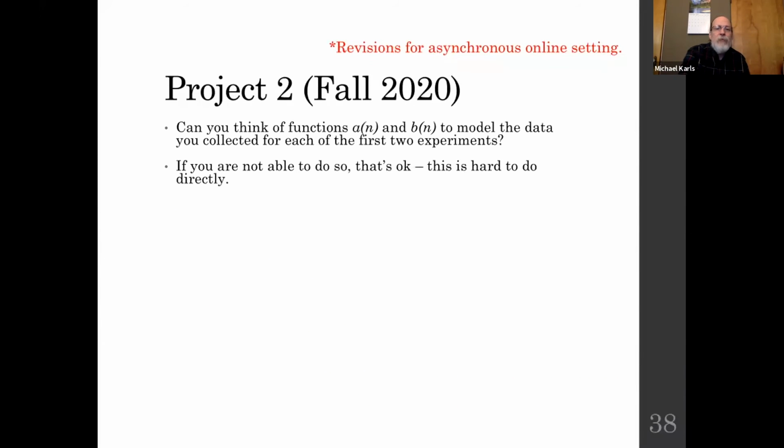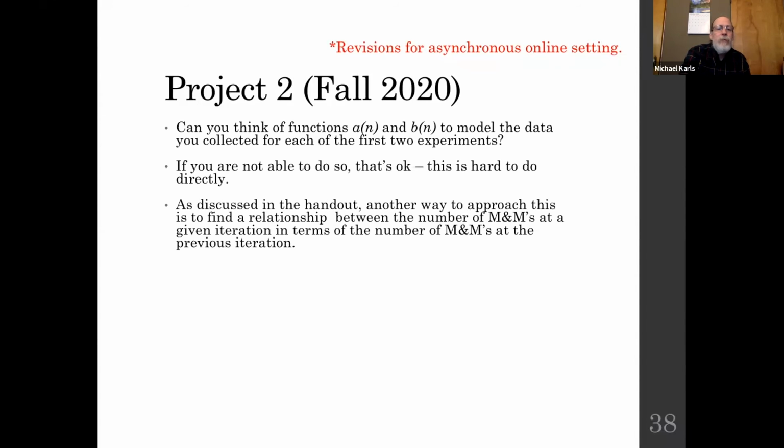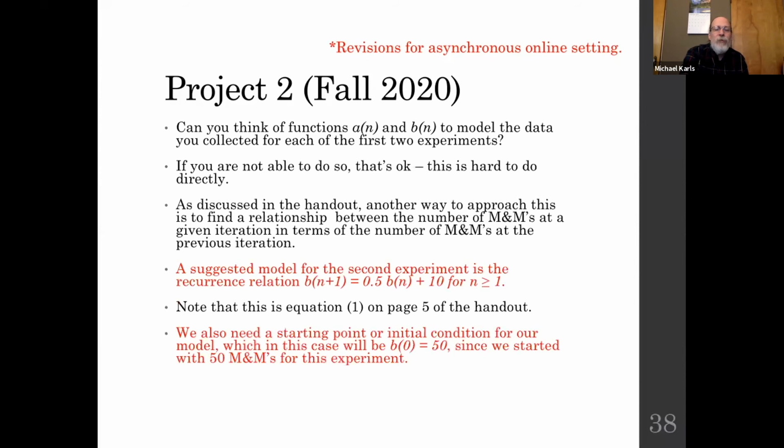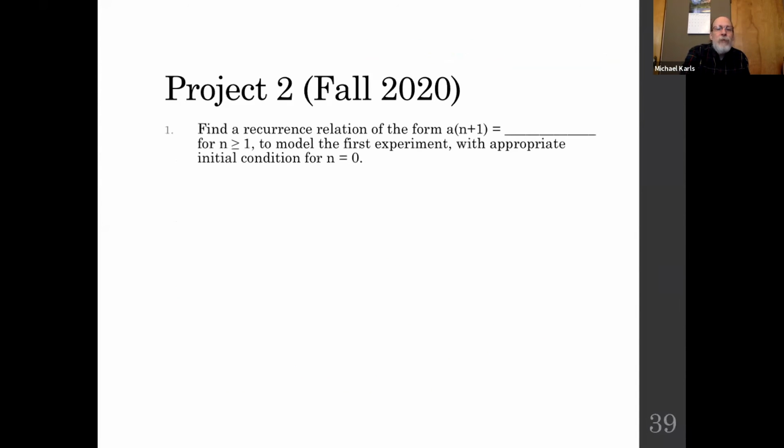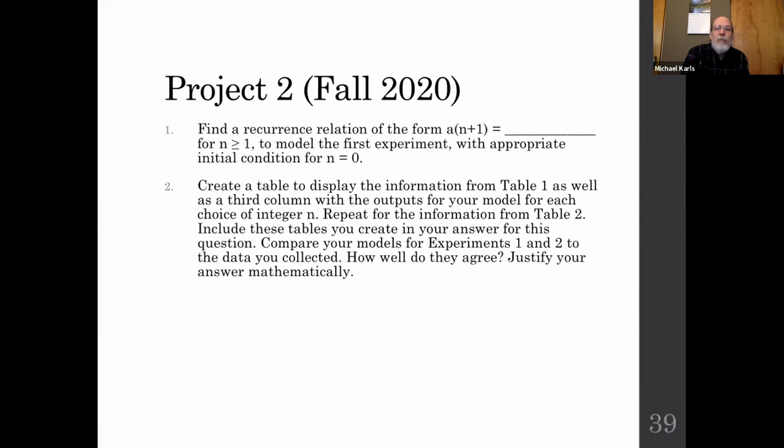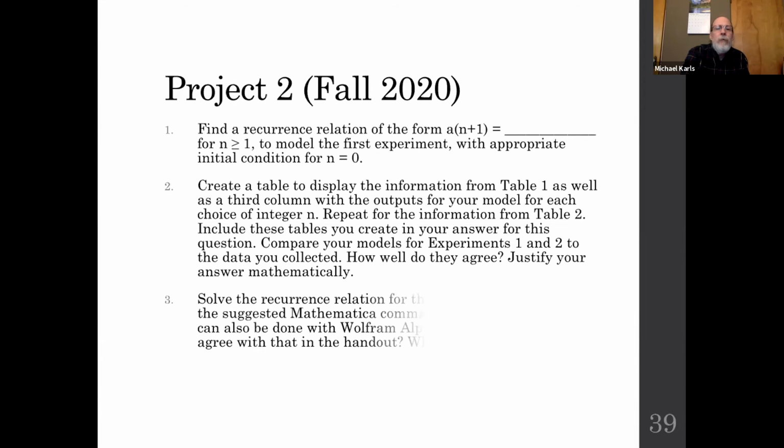And then this part here is where I'm trying to ask the students to think of functions to model each of the two experiments. These are recurrence relations. Instead of in class, where we would have come up with the recurrence relation for the second experiment, I told them what it would be. And then I also told them what the initial number of M&Ms would be. Now, if you use 50, then the initial iteration at time 0, you'd have 50. If you use the virtual experiment, the initial number of M&Ms is 55. So I made sure to let them know that. This part should look like what we had before for project 2 from fall 2017.